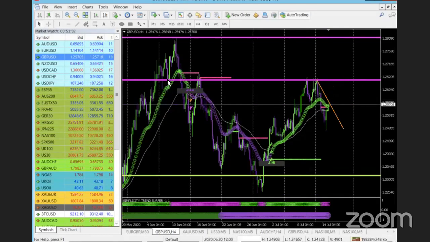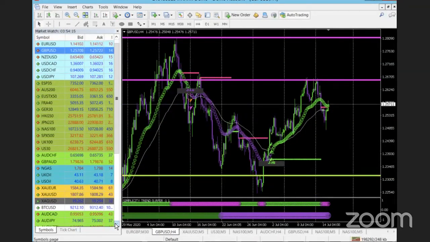Not a bad way to be overall. We would need to break that trend line, for those of you who can see trend lines. But until we break that, we just have that perfect break, retest. We're looking for the continuation of the downside. And that's all. Let's see, GJ and then GCAD.